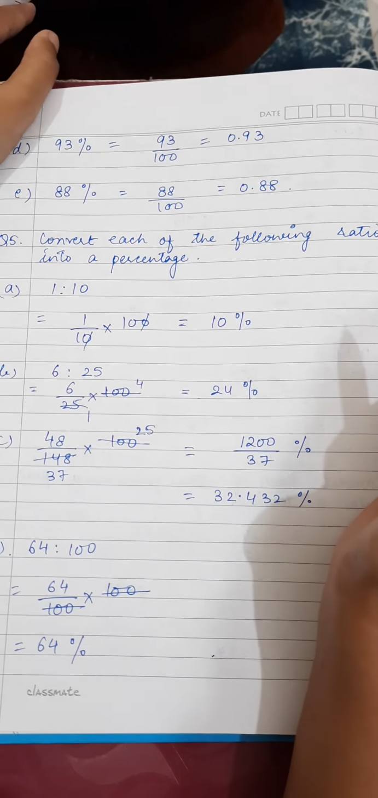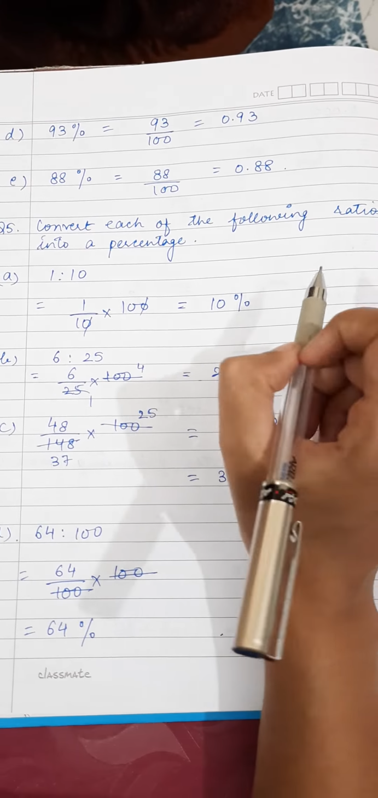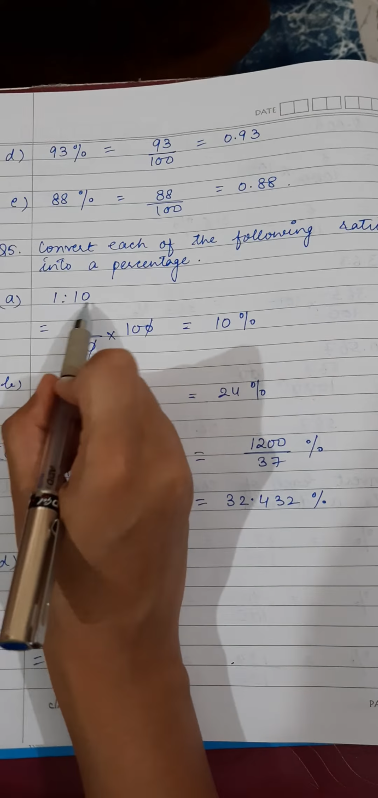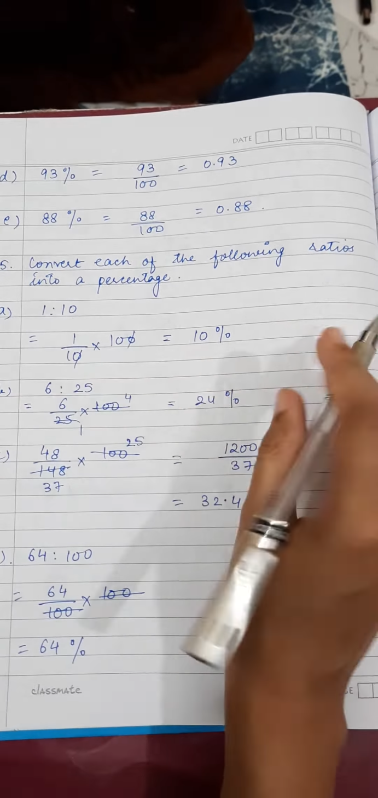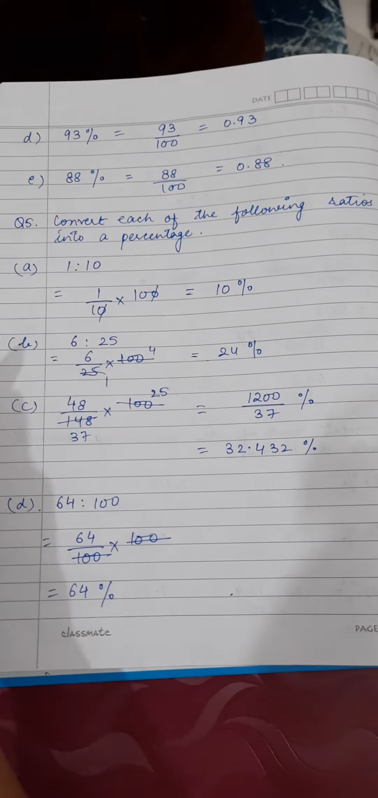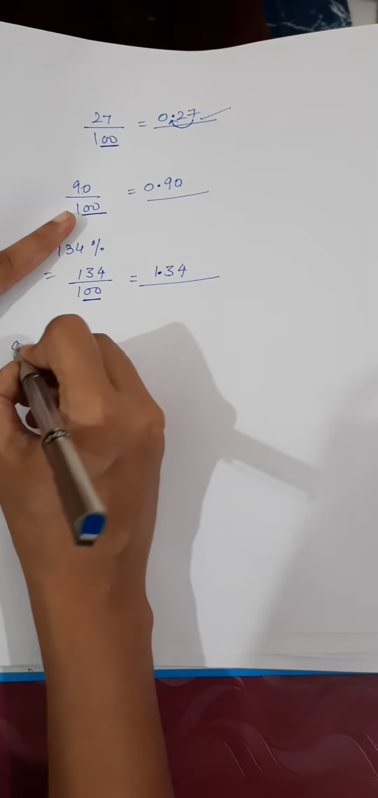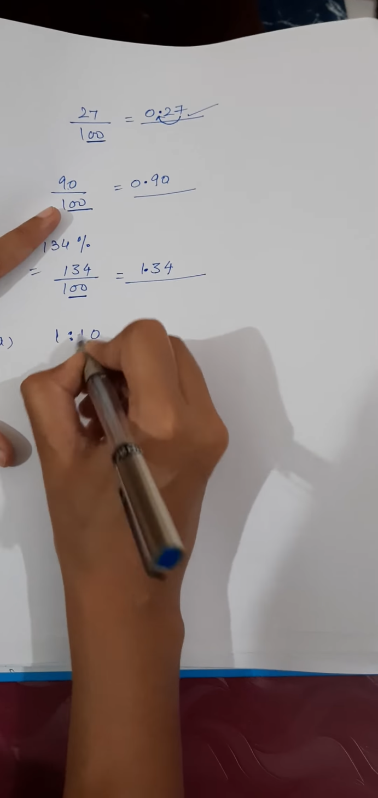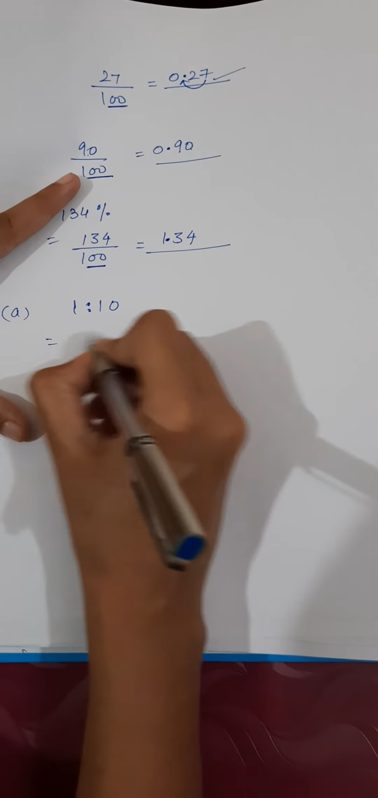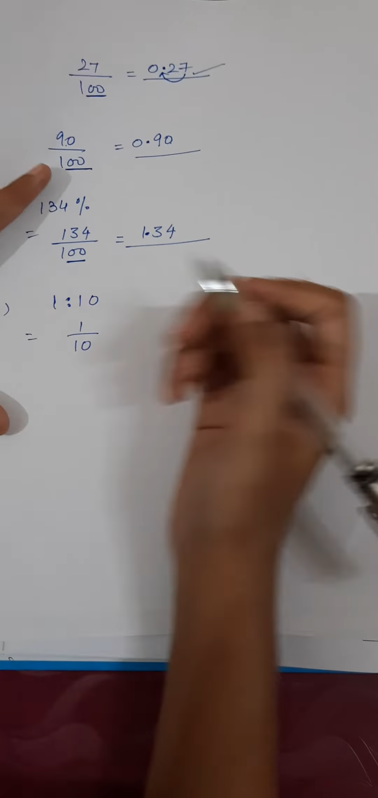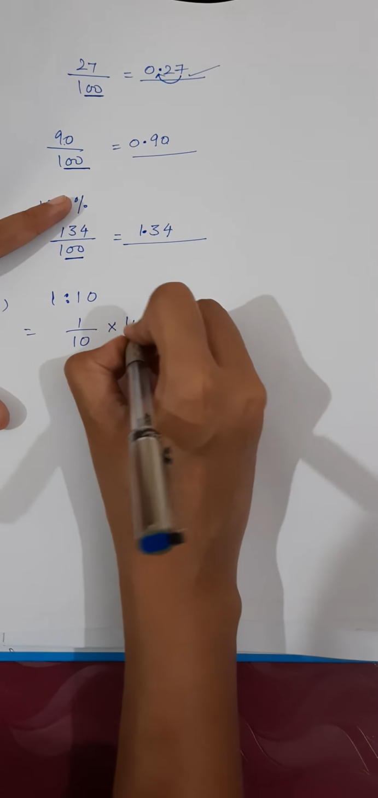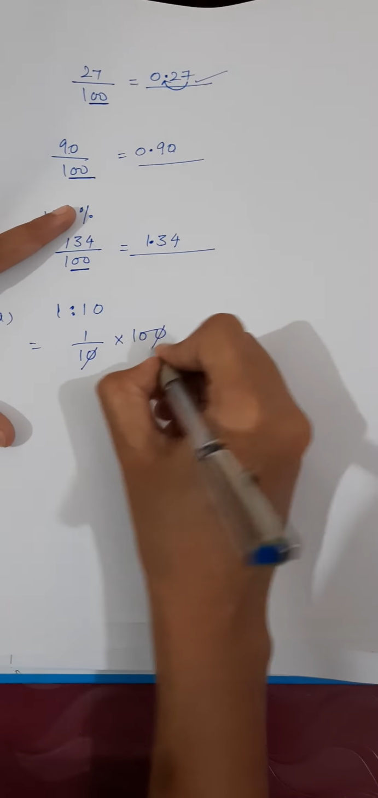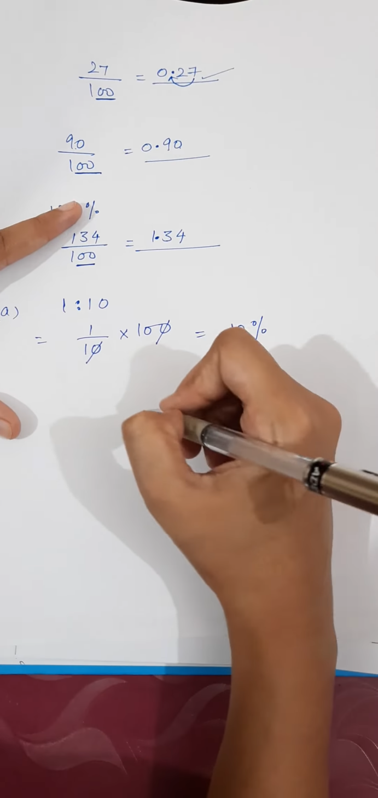Now let's move to question number 5. In question 5 you have been given the ratios, and these ratios you have to change to percentage. This is a very simple, very easy question. I am doing the first part, 1:10. Now the ratio is given. The meaning of this ratio is 1 by 10. Okay, and I have to change to percent, so that means I am going to multiply by 100. 0 and 0 cancelled. Answer is 10%.